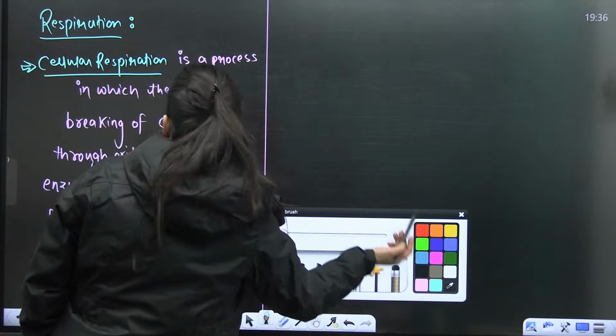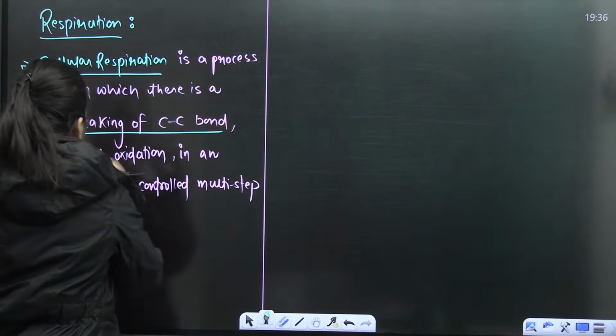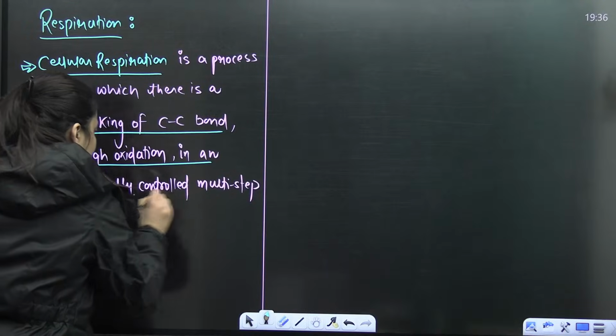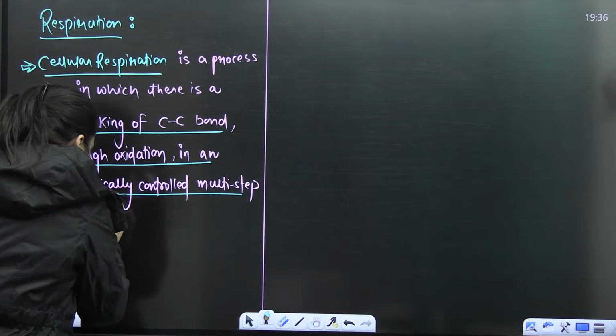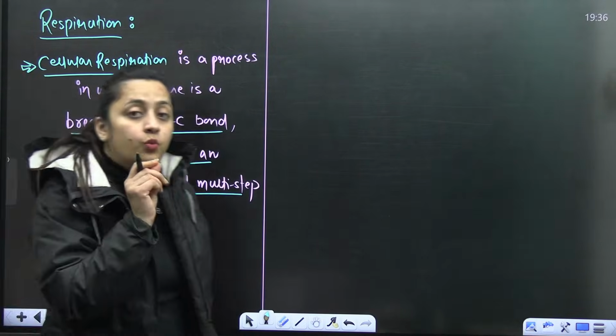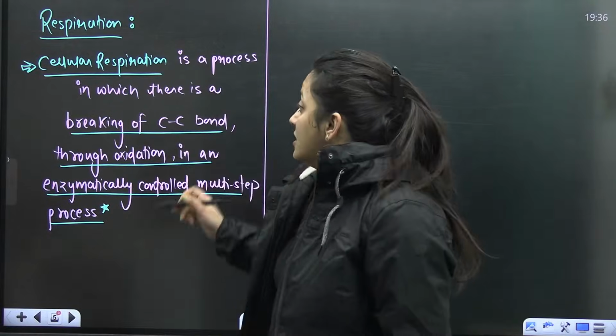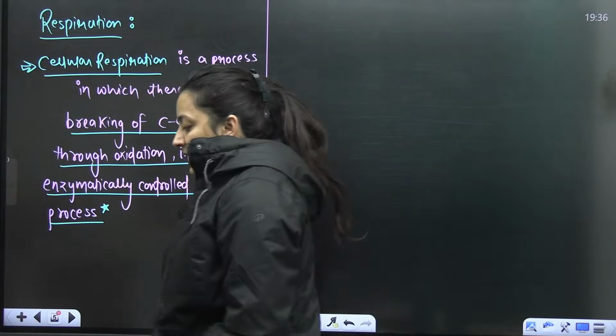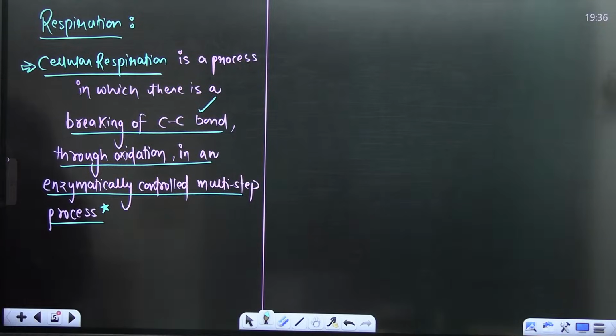So it is a process in which there is the breaking of carbon-carbon bond through oxidation in an enzymatically controlled multi-step process. Each and every word written here is very important, so keep this in mind. Now my question is, why do we have to do it in multiple steps? Why can't we do it in one step only?